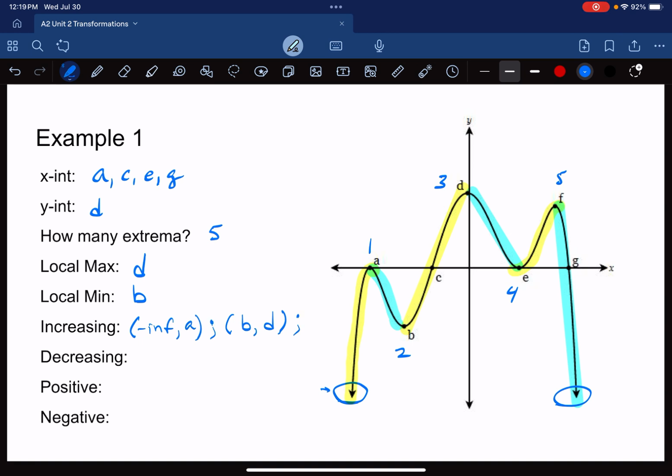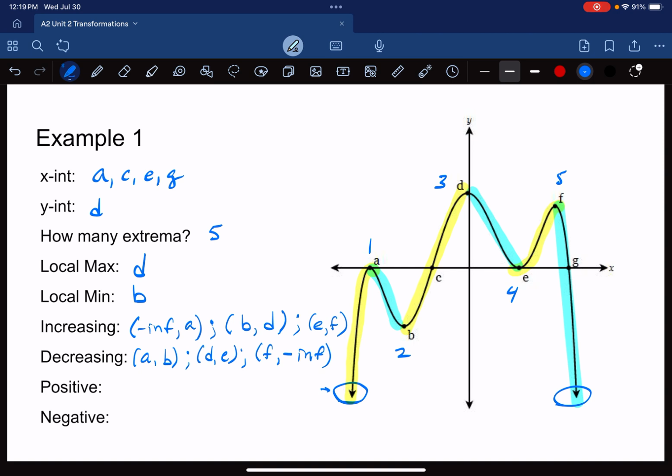And then how about E to F? Okay. Then it's decreasing from A to B. It's decreasing from D to E. And it's decreasing from F to negative infinity again. Okay?